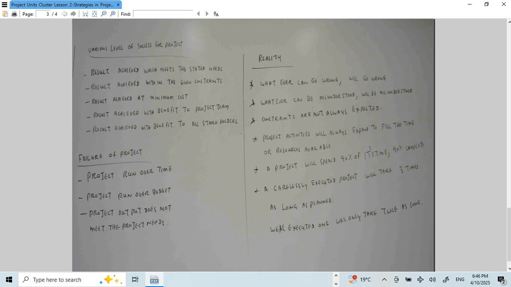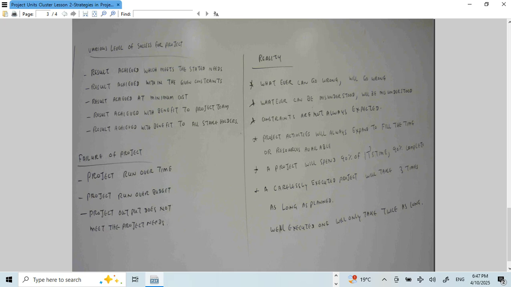And in case the project output does not meet the project needs, you have to make a feasibility study before starting the project. You have to study whether your objective and your need is possible or not, or how you can get it. If going this way cannot be feasible, you have to consider another alternative way. So those are important to avoid the failure of the project.